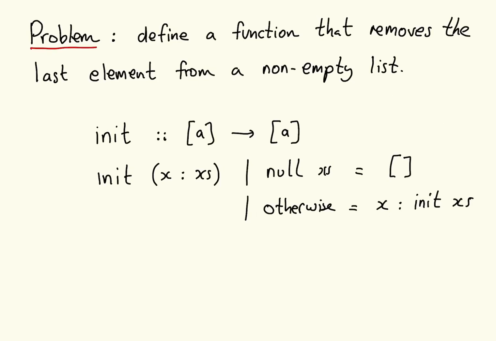So this is now a working definition, and you might want to think, well, how can I understand this? And again, you could just turn the handle with it, apply it to a simple example, such as init of the list 1, 2, 3, and unwind the recursion a couple of times, and you'll find that you get the list 1, 2. So the 3, which is the last element, gets removed from the list.